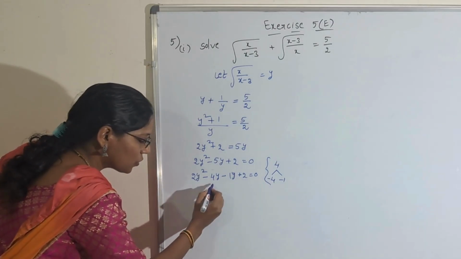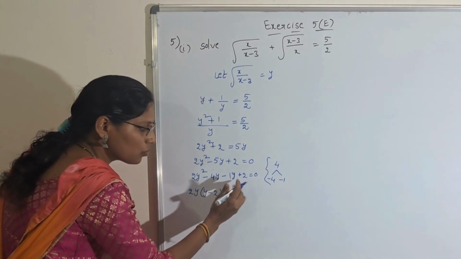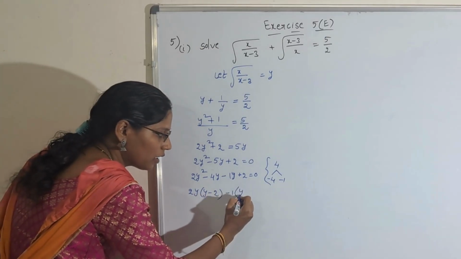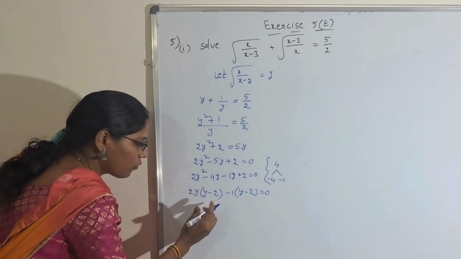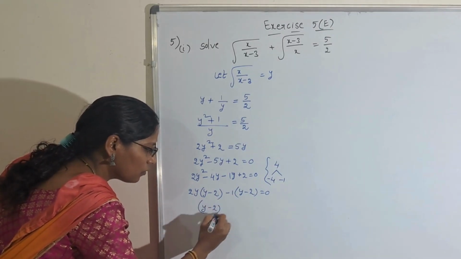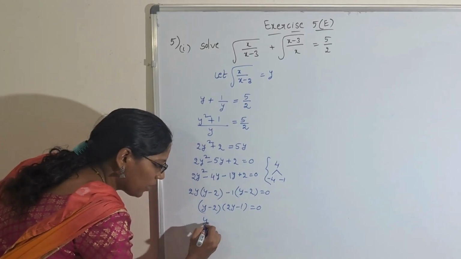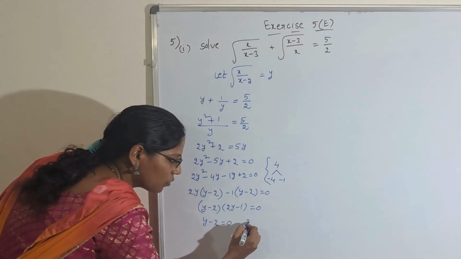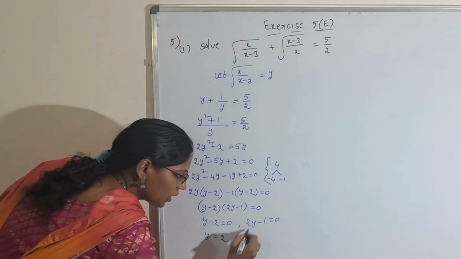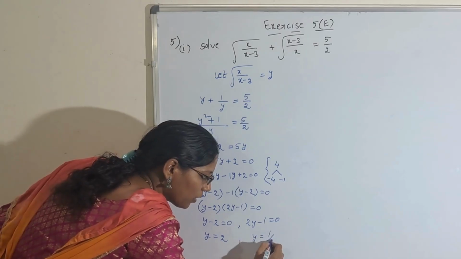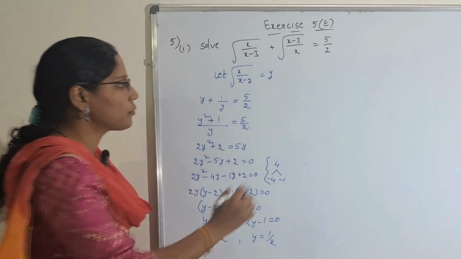Here first two terms, 2y is the common, remaining y minus 2. Next two terms, minus 1 is the common, remaining y minus 2 equal to 0. Here y minus 2 into 2y minus 1 we can write. Here y minus 2 equal to 0, here 2y minus 1 equal to 0. Here y equal to 2, and y is equal to 1 by 2 will come. But instead of y, what can we write? This we have to substitute.